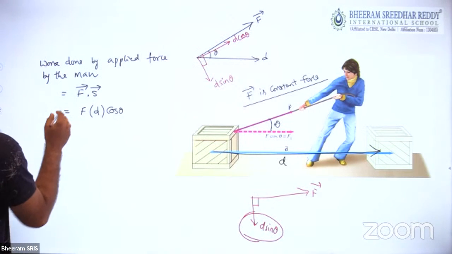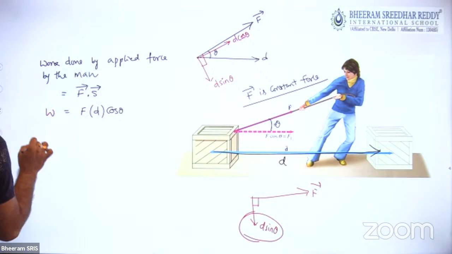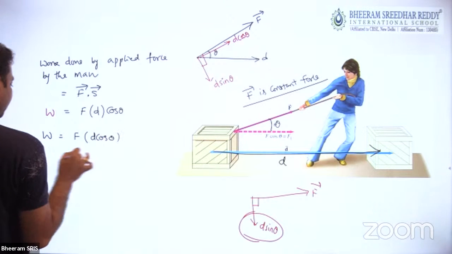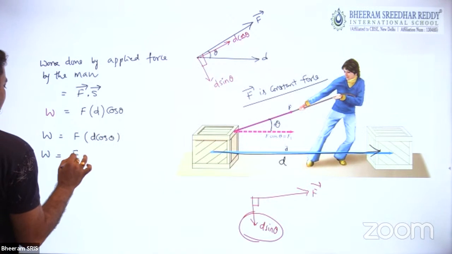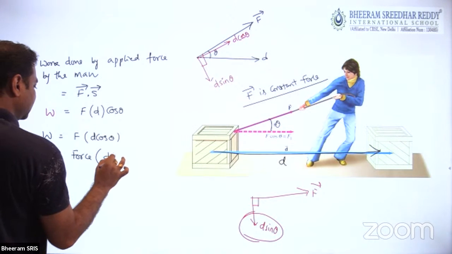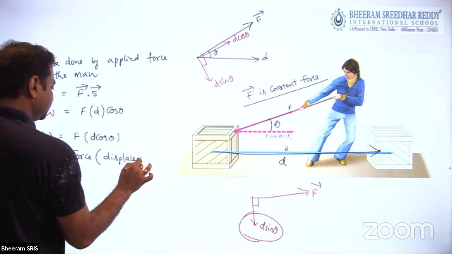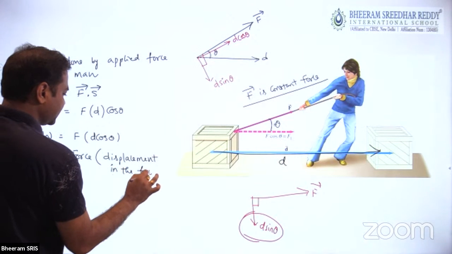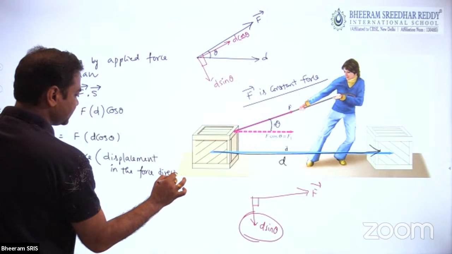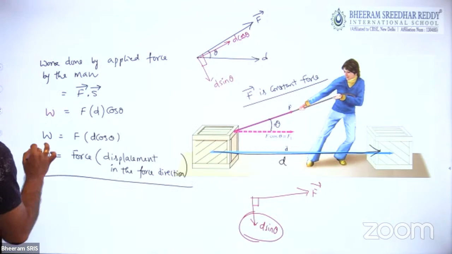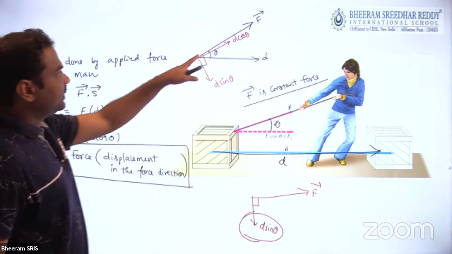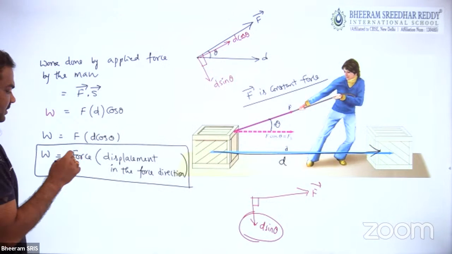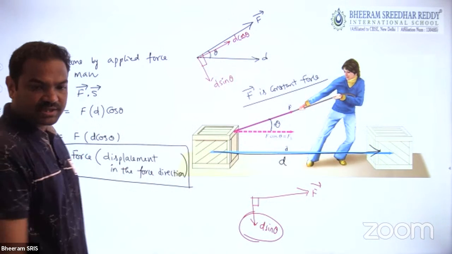So I can write down this work done. How to write down work done? I'll write down F d cos theta. What is the meaning of F d cos theta? Work done is force multiplied with displacement in the force direction. What is the displacement in the force direction? In the force direction, displacement is d cos theta. So force into displacement in the force direction, I can write down.